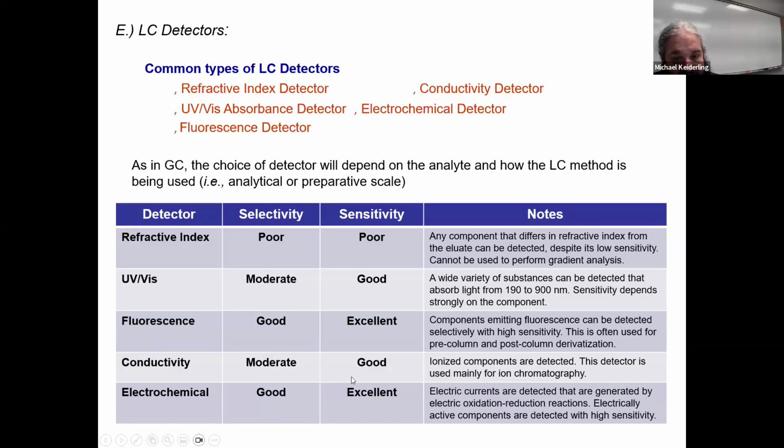Conductivity has moderate selectivity and good sensitivity. Ionized components are detected. The detector is used mainly for ion chromatography. Electrochemical has good selectivity and excellent sensitivity. Electric currents are detected that are generated by electrochemical oxidation and reduction reactions. Electrically active components are detected with high sensitivity.